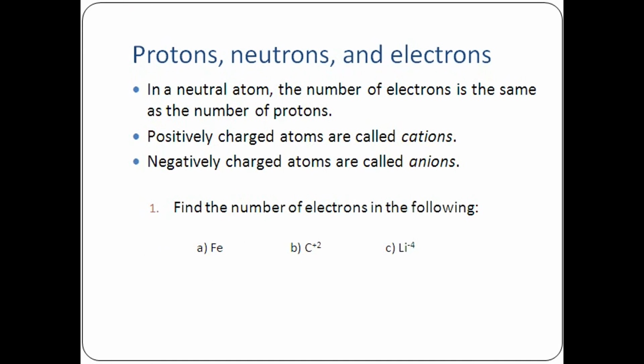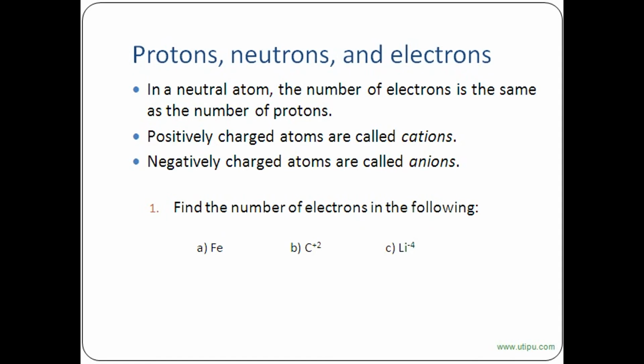In a neutral atom, an atom that doesn't have a charge, the number of electrons is the same as the number of protons. Now this makes sense because if I had an atom that has 10 protons in it and I know it's neutral, that means I have to have the same number of negatives as I do positives. And so if I have 10 protons which are positive, I have to have 10 electrons which are negative. And so in a neutral atom, very simple. It's just the same as the number of protons, which is the same as the atomic number.